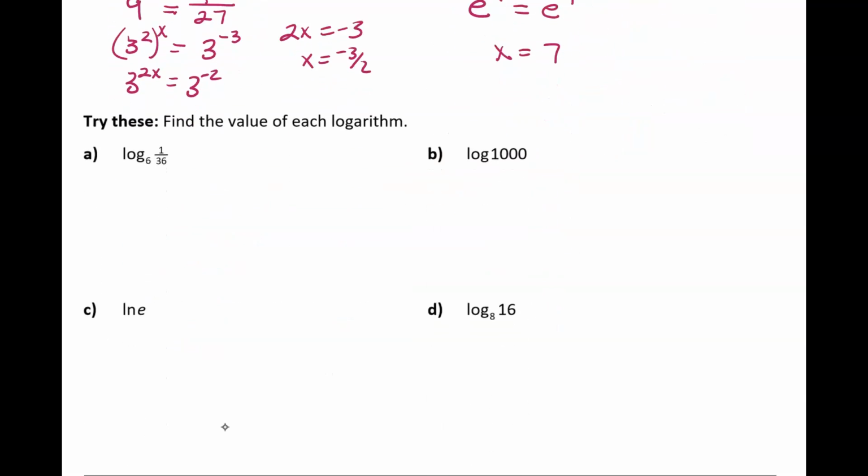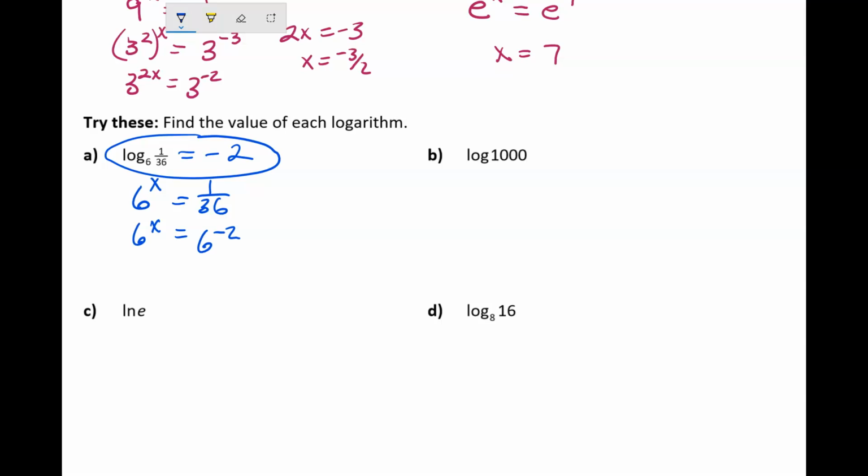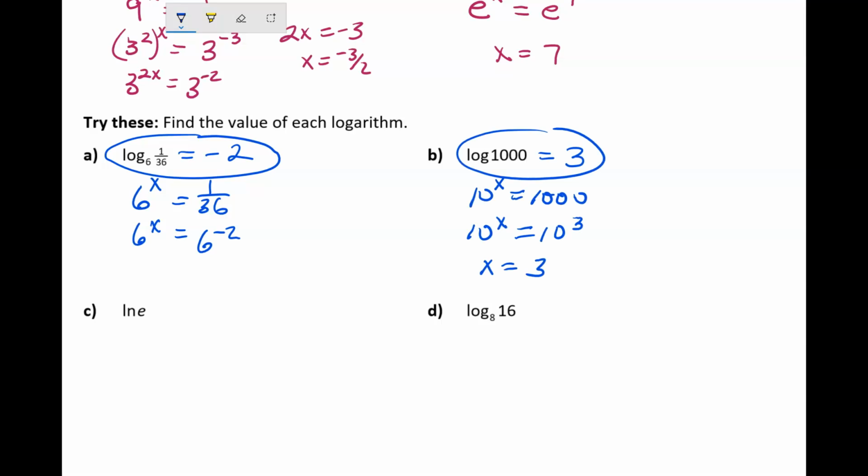All right, your turn to try A. Pause the video and try this one on your own. For A, you should have found that the log base 6 of 1/36 equals negative 2. All right, try B now. For B, you should have found that log of 1,000 equals 3.